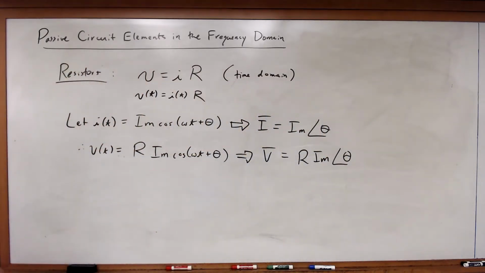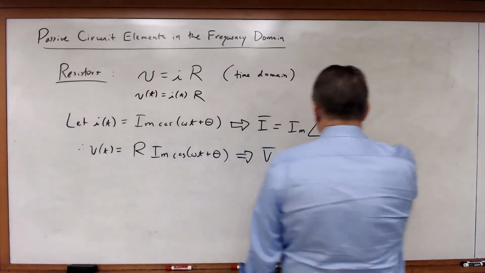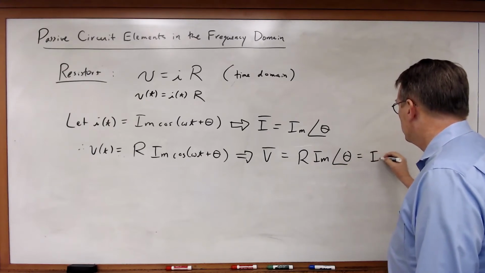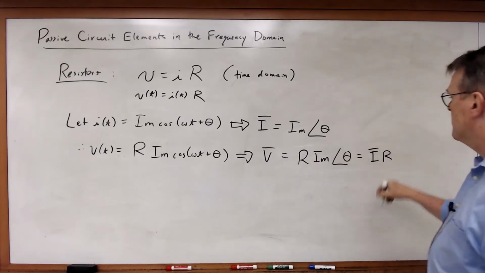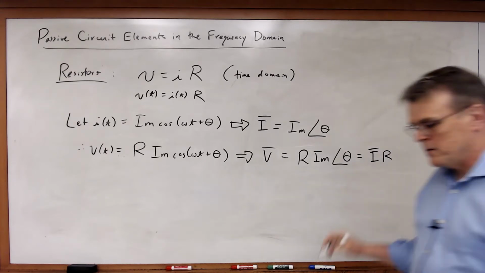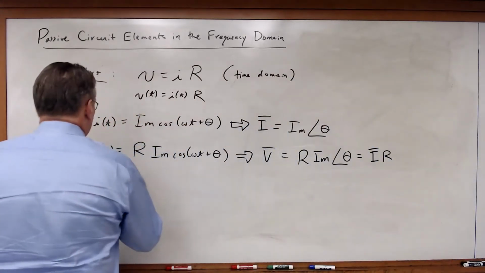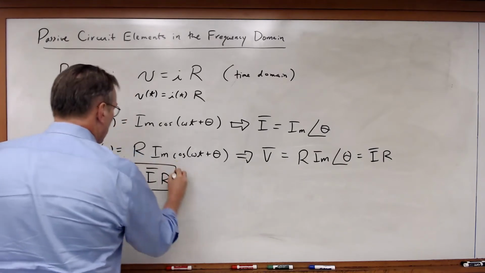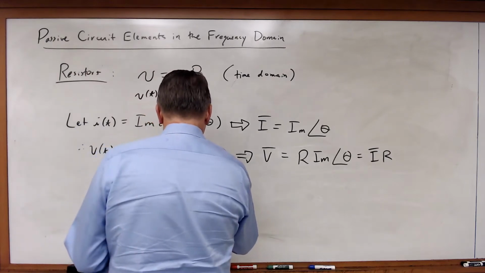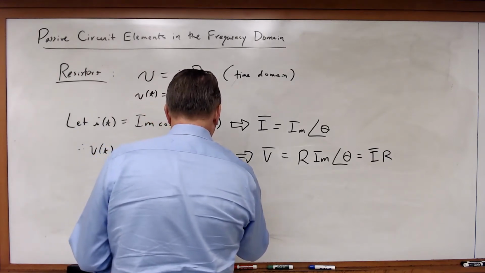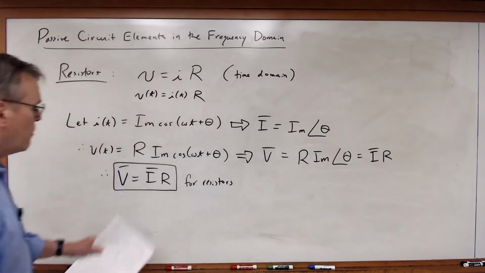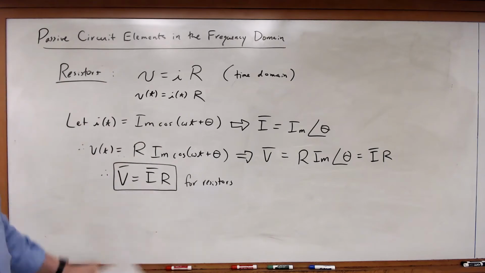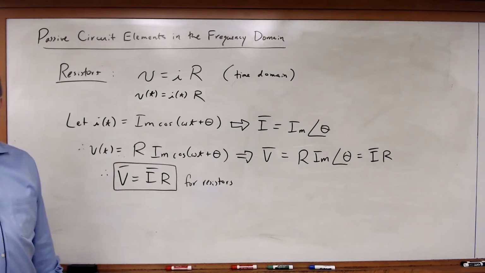And so what we get here is Im at angle theta is equal to I, and therefore this must be equal to I phasor times R. And so therefore V is equal to I times R for resistors. In other words, Ohm's law. Ohm's law holds in the time domain. It also holds in the frequency domain with phasor voltages and currents.